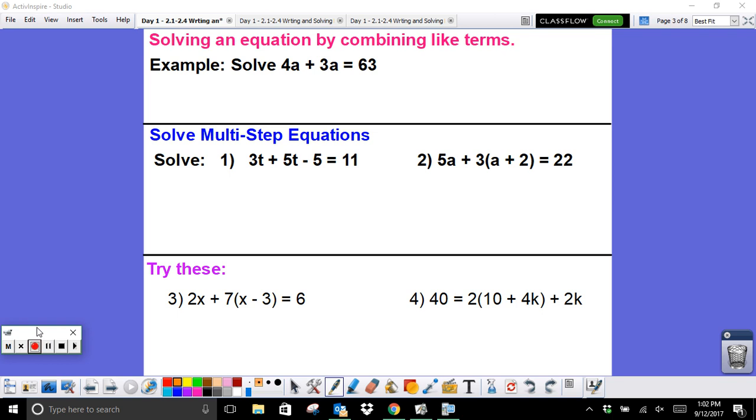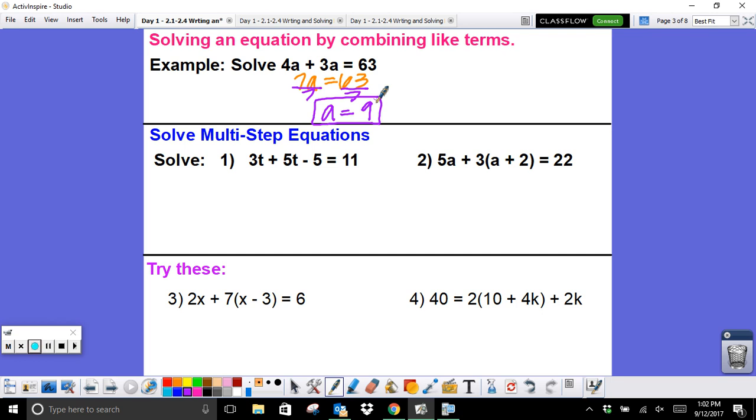Okay, this next slide, we're still just solving equations, but this is reiterating that we need to combine like terms first. So if you have like terms on the same side of the equal sign, we need to combine those first. So here it says solve 4a plus 3a equals 63. So I have 4a and 3a is 7a. Now I get rid of the 7, so I'm going to divide that off. And so I get a is equal to 9. Nothing too crazy about that one.